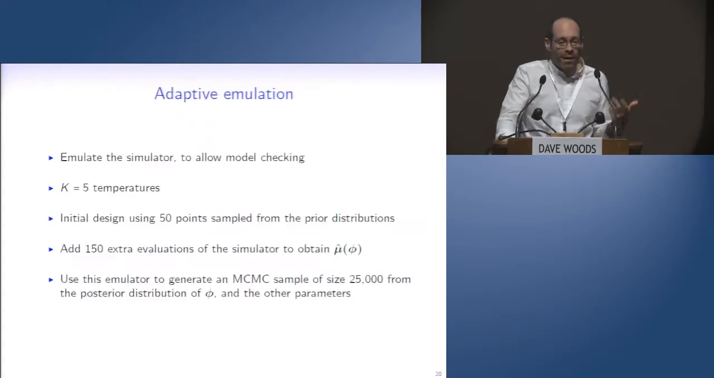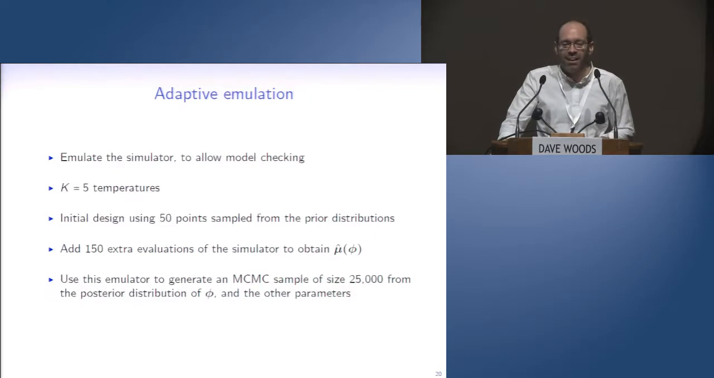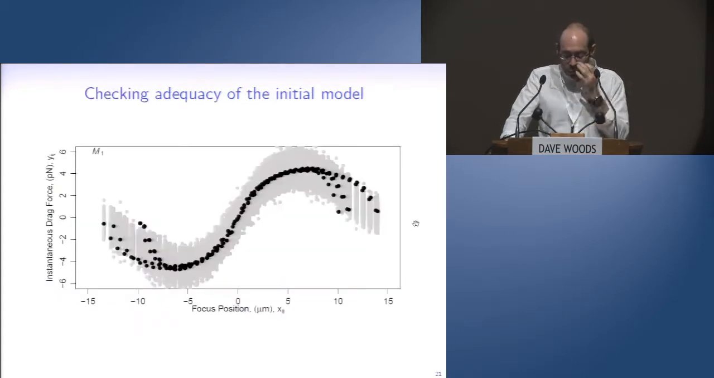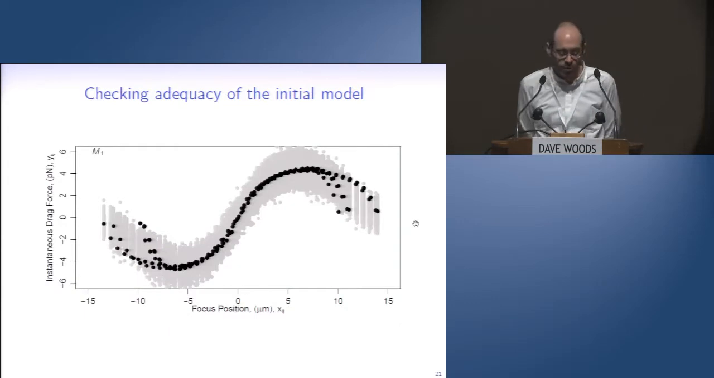So now we will emulate the simulator to get the computational advantages and to allow us to do model checking. We'll do parallel tempering, so we'll have 5 temperatures. Our initial design is again 50 points, this time sampled from our prior, so we get the constraints in there. And we add again 150 evaluations to obtain our emulator. Once we have this emulator, we generated an MCMC sample of size 25,000 from the posterior of both our parameters of interest and our nuisance variance parameters. And using this sample, we can also sample from the posterior predictive distribution.